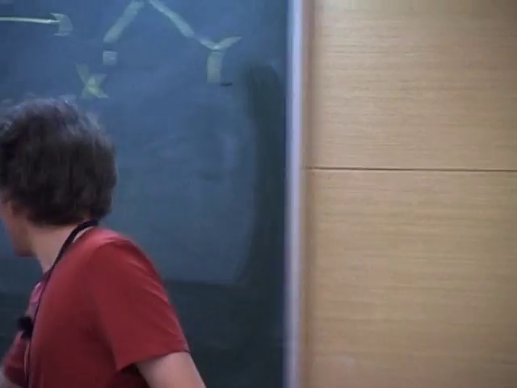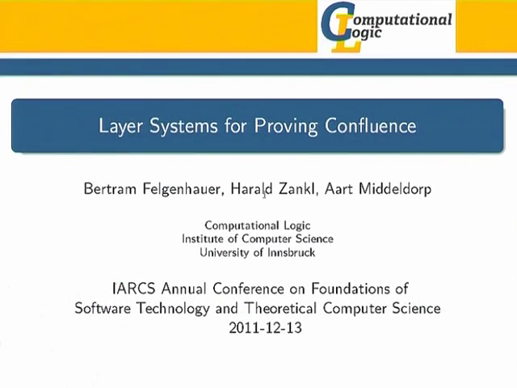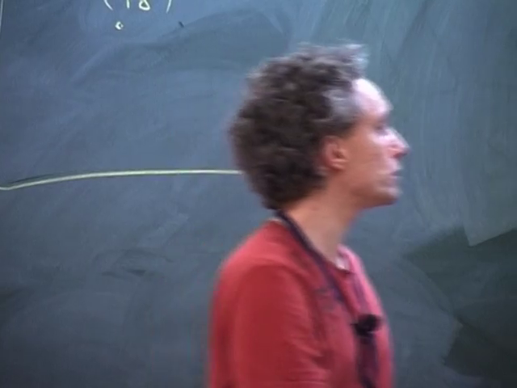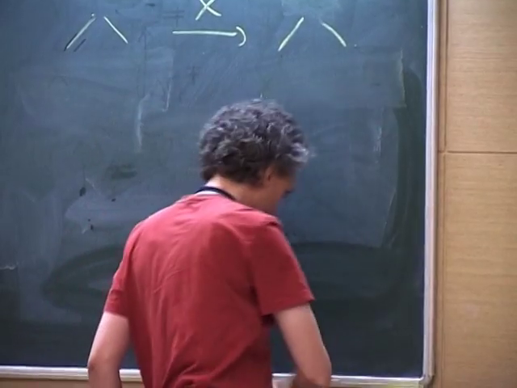So, welcome to my talk. The title is somewhat scary. The paper is about using layer systems for proving confluence of first order term rewriting systems. So, let me provide some context.